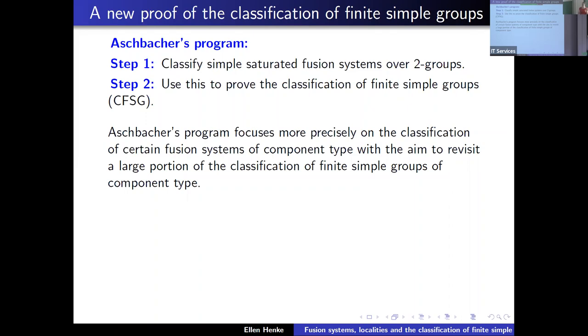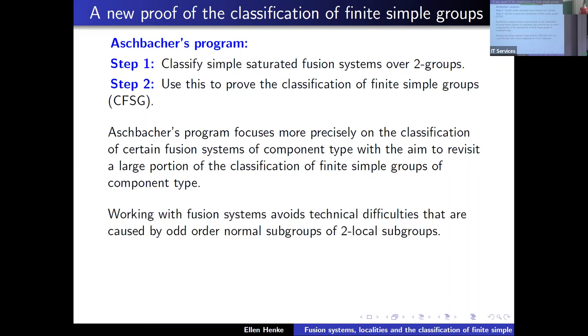There's actually a very natural definition of fusion systems of component type, and it's even in some sense easier than in groups. A group is of component type if the centralizer of an involution has a component. We don't have to care about odd order normal subgroups in fusion systems, and that's actually the main advantage, in particular if you look at the classification of finite simple groups of component type. So we can avoid these technical difficulties which are caused by odd order normal subgroups of 2-local subgroups.